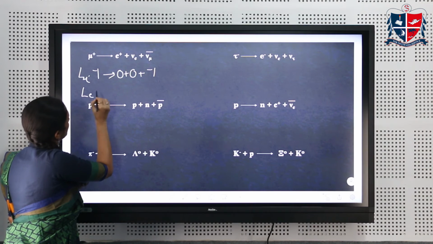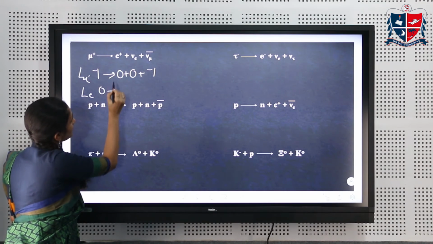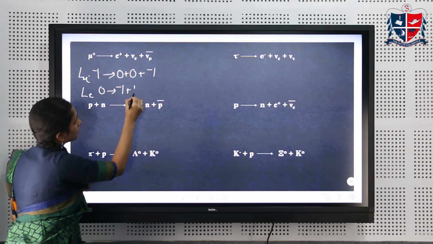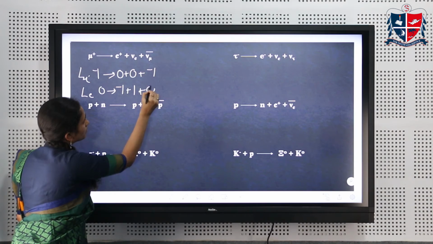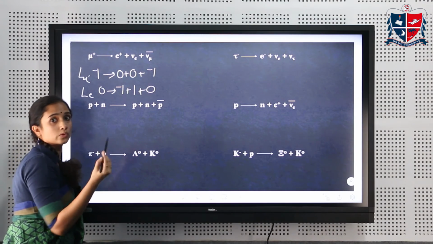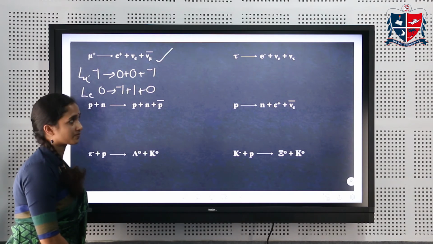Now electron lepton number. For the muon, electron lepton number is 0. For the positron, it is -1. For the electron neutrino, it is +1, and for the mu antineutrino, 0. So again, electron lepton number also is conserved. So this reaction is permitted.